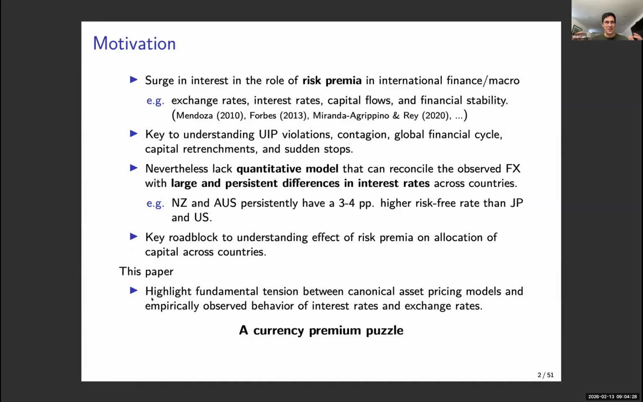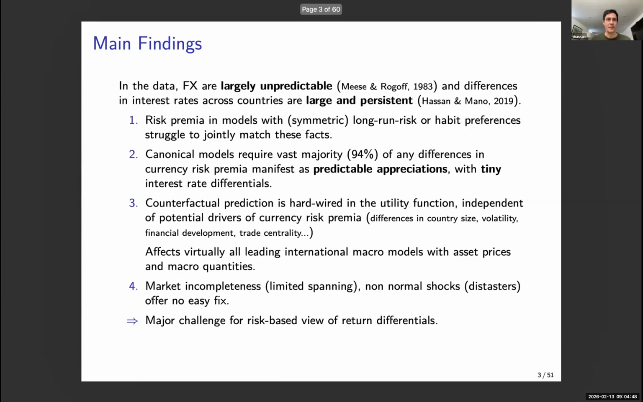Effectively, we tried to build such a benchmark model that can reconcile the observed behavior of exchange rates with the observed behavior of interest rates across countries. And we failed, and we figured out why we failed, and we just want to report this back to the profession. This is going to be a heavy lift, I think, to understand. So in the data, exchange rates are largely unpredictable. This is the famous Meese and Rogoff fact. And differences in interest rates across countries are large and very persistent. This is a paper I have with Rui and DQJ in 2019.